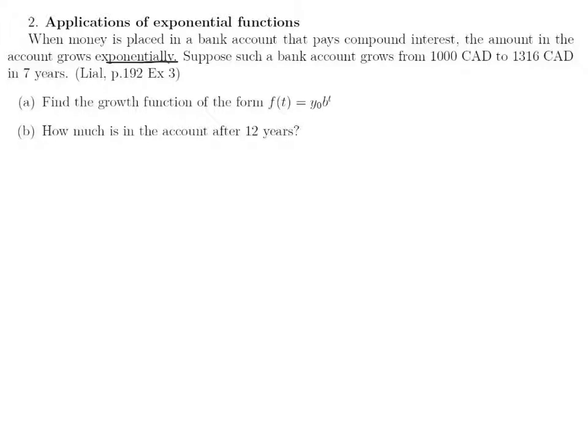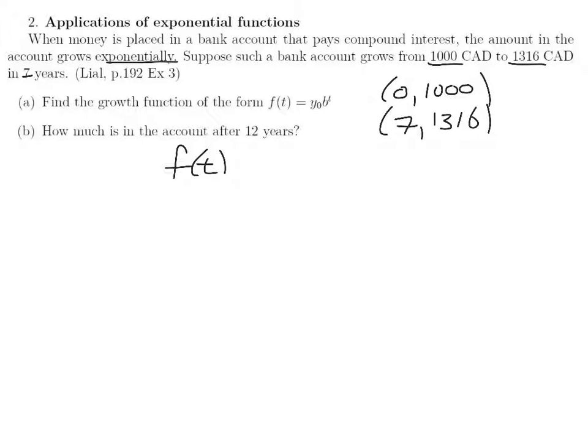Suppose such a bank account grows from $1,000 Canadian to $1,316 Canadian in 7 years. Okay, so let's look at some of the information we have. We know that it started at 1,000, and after 7 years it grew to 1,316. So at our time 0, at our beginning investment, it was 1,000, and 7 years later, the bank account had $1,316. Part A says find the growth function of the form, and it gives us this growth function.